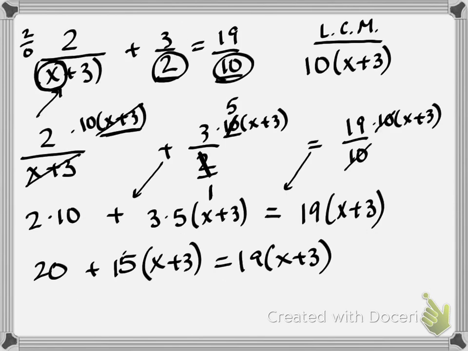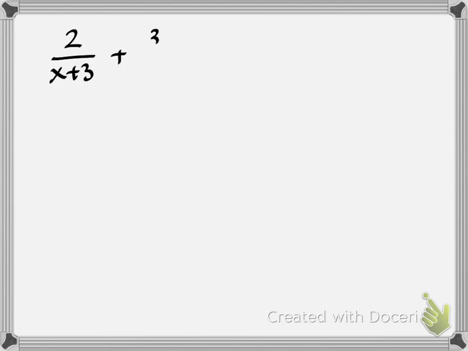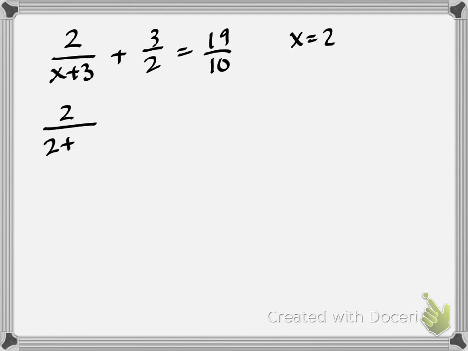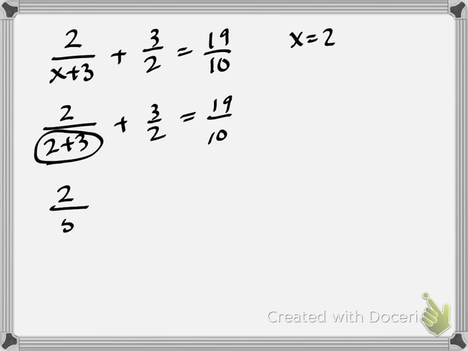So if we look at our answer of 2 over x plus 3 plus 3 halves, and I'm just checking my answer. So we got x equals 2. Let's plug 2 in for x. So we'd have 2 over 2 plus 3 halves equals 19 over 10. Now, it doesn't produce a problem because that right there is not 0 after I plug x in. This is 2/5. That does not create a problem.